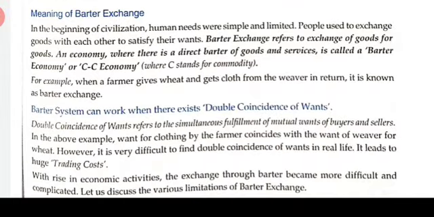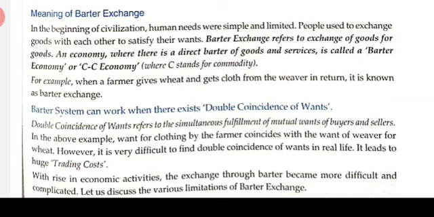Suppose, for example, a farmer wants to sell wheat and wants to buy cloth. The farmer gives wheat and gets clothes from the weaver in return. It is known as the barter system. For the barter system to operate, there should be a double coincidence of want. It is one of the important elements that should be there in the barter system.